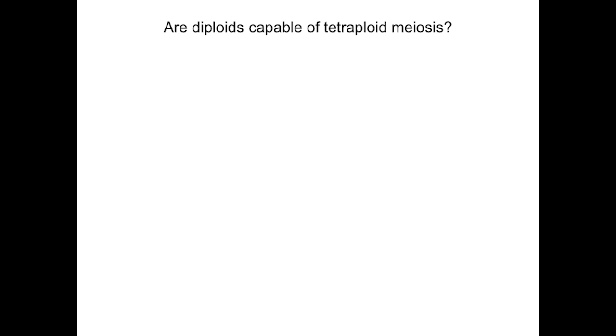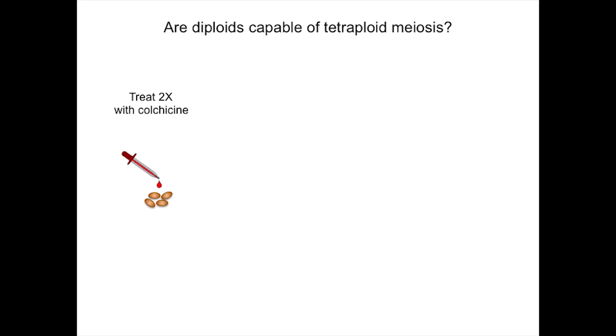So then we get to the other question, are the diploids capable of polyploid meiosis? And this is important if you're trying to study the adaptation of meiosis, because you have to know that there had to be something that they adapted to.